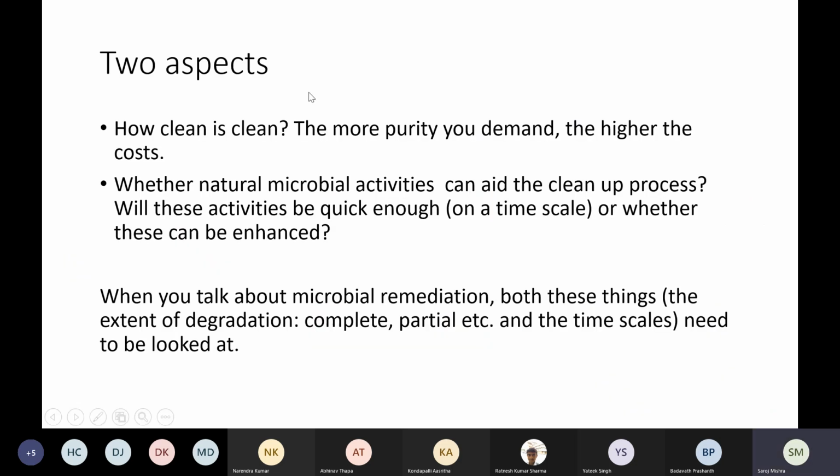So when you talk about remediation of such kind of resources, there are two aspects which need to be understood. First is how clean is clean. That is, what is the extent of tolerance which can be allowed as far as metal is concerned, or as far as some E. coli infection is concerned, because the more purity you demand, the higher the cost is going to be involved in remediation.